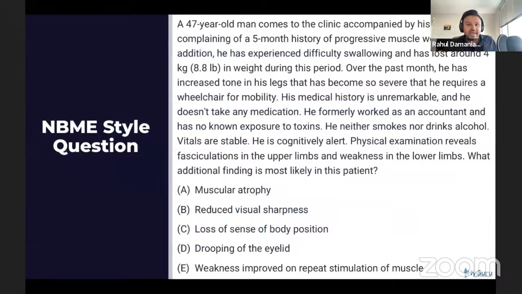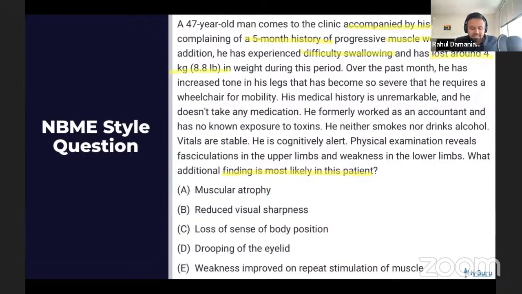Let's go ahead and go into our next question. What additional finding is most likely in this patient? A 47-year-old man comes to the clinic accompanied by his wife, complaining of a 5-month history of progressive muscle weakness. In addition, he's experienced difficulty swallowing and has lost around 4 kilograms in weight during this period.